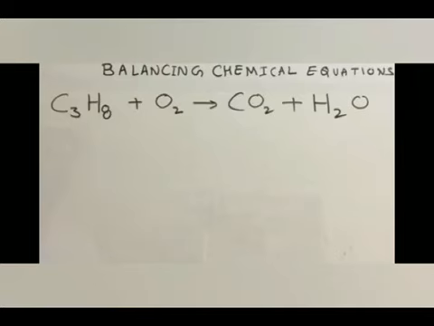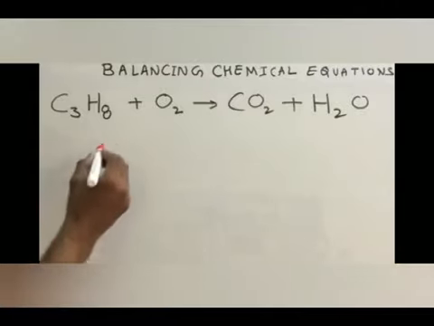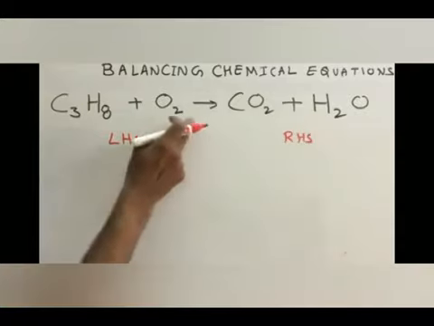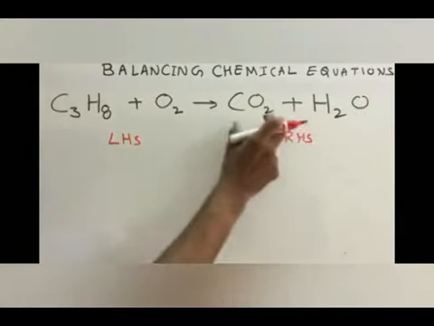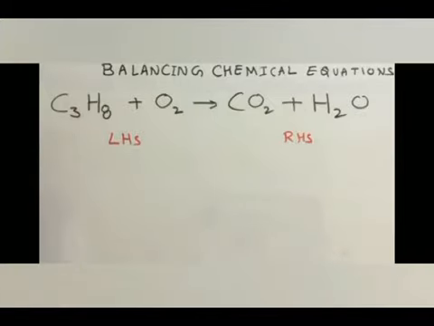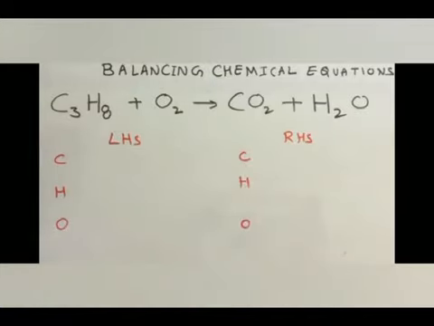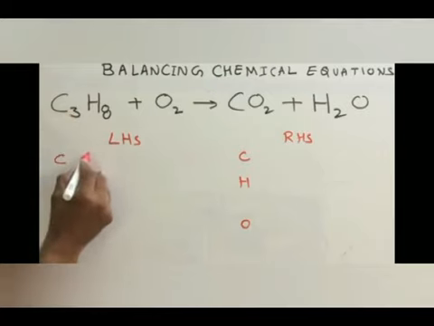Now the next example: C3H8 plus O2 gives rise to CO2 plus H2O. First you write LHS and RHS. Then write down all the elements there, on both sides. And we know C means carbon, H means hydrogen, O means oxygen. The same elements will be present on the right side also: C, H, O. Now write the number of atoms present on the left side. Carbon, how much? 3. Carbon 3.